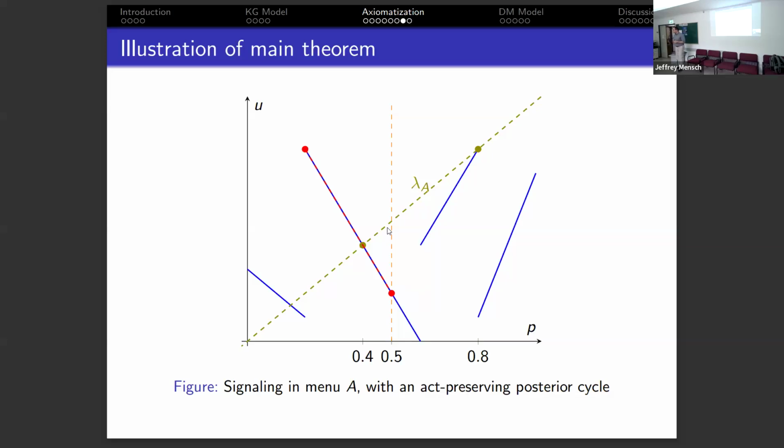So what are the blue lines? The blue lines are the utilities of the sender conditional on the posterior from the optimal choice of the receiver. What's the difference between the different blue lines? Different actions. Yeah.